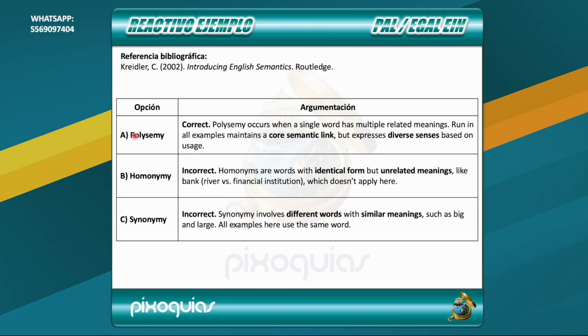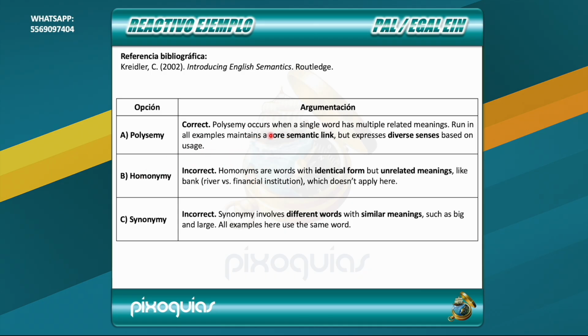Answer A. Polysemy. This is correct because polysemy occurs when a single word has multiple related meanings. Run in all examples contains a core semantic link, but expresses diverse senses based on usage. B and C are incorrect.